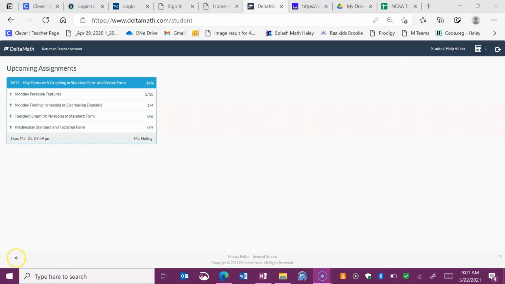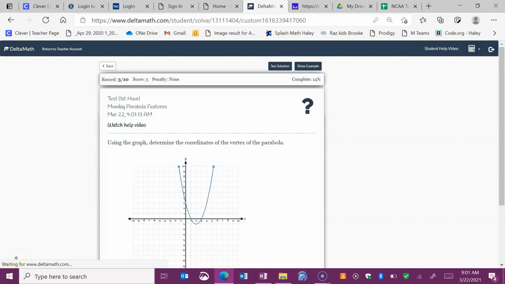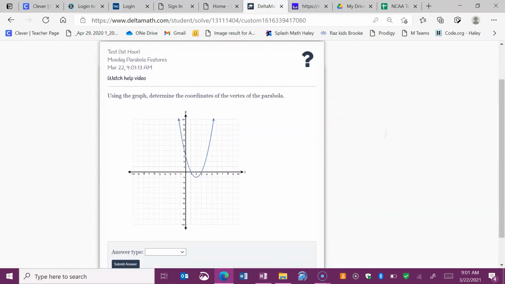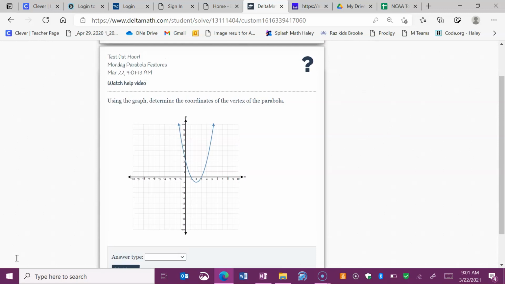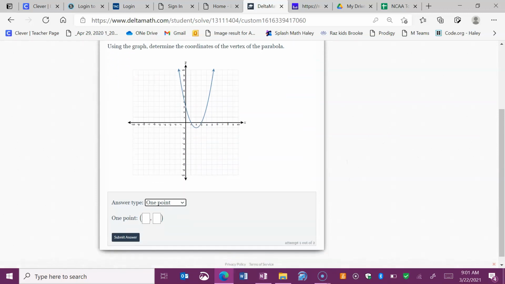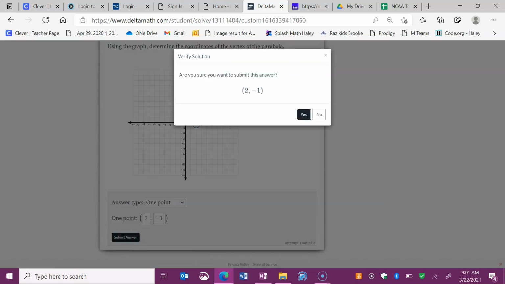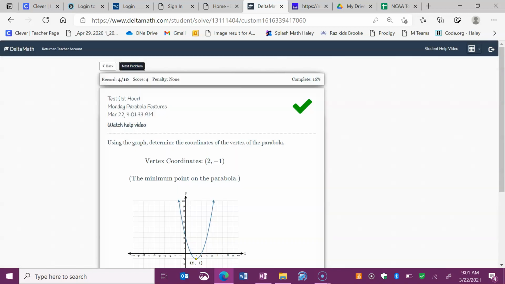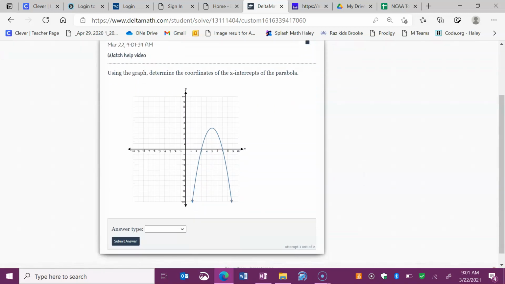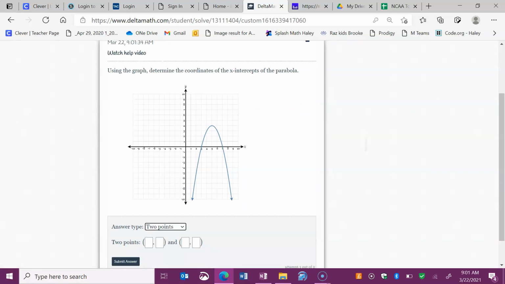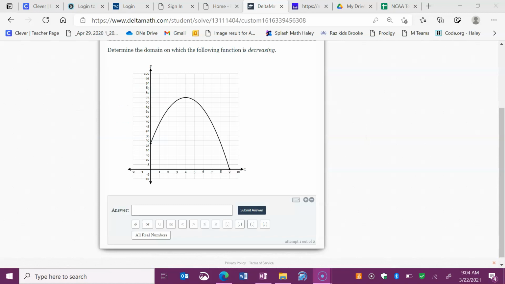Look at Delta Math. You have 14 problems, the parabola features for Monday. So all this asks is, you just got to make sure you read. Determine the coordinates of the vertex. So I know that that's 1 point, and that vertex is (-1, 2). Okay, and hit submit. And then the next problem says x-intercept. So then I would have 2 points and go ahead and put those in. Okay, so those shouldn't take very long.